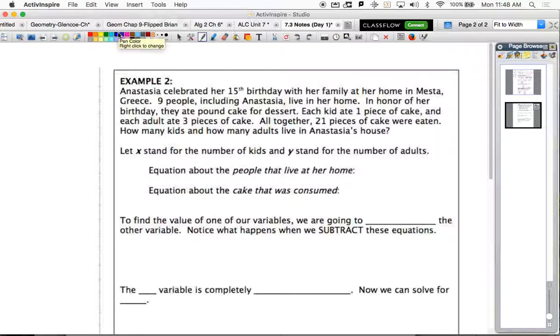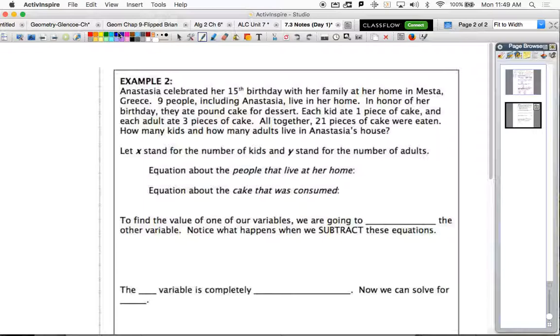Anastasia celebrated her 15th birthday with her family at her home in Mestre, Greece. 9 people, including Anastasia, live in her home. In honor of her birthday, they ate pound cake for dessert. Each kid ate 1 piece of cake, and each adult ate 3 pieces of cake. Altogether, 21 pieces of cake were eaten. How many kids and how many adults lived in Anastasia's house?